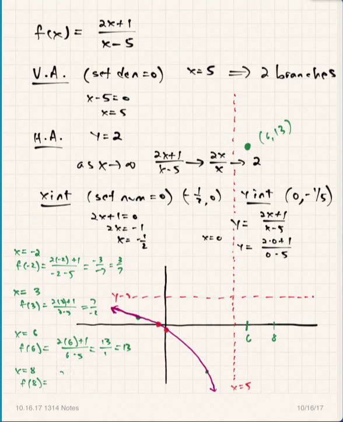So f of 8, you have 2 times 8 plus 1 over 8 minus 5. And so you get 17 over 3, which is like 5 2/3. So 1, 2, 3, 4, 5 2/3, right here in the middle of where I was finding the y-intercept. All right, and you could keep on looking at values like that if you were worried about that. So you could go way out here to 10. At x equals 10, f of 10 is 2 times 10 plus 1 over 10 minus 5. And so you get 21 over 5, and that's 4 1/5. 1, 2, 3, 4, 4 1/5, right here.